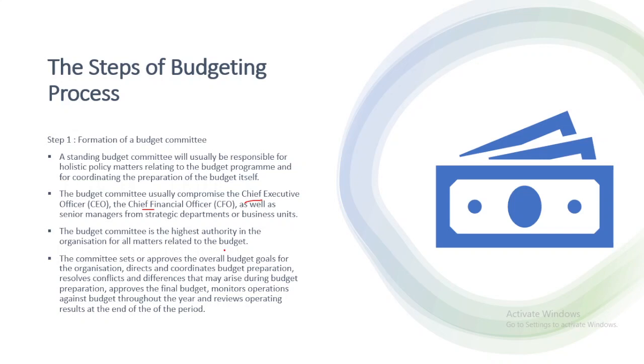And once the budgets are prepared, every department manager will have the right to authorize small outflows of cash, but large cash flows will be governed by the audit committee and will have to be signed off by the audit committee or by the budget committee to make sure that everything that is being spent on has been approved. So the committee sets or approves the overall budget goals for the organization, directs and coordinates the budget preparation, and resolves conflicts and differences that may arise during the budget preparation.